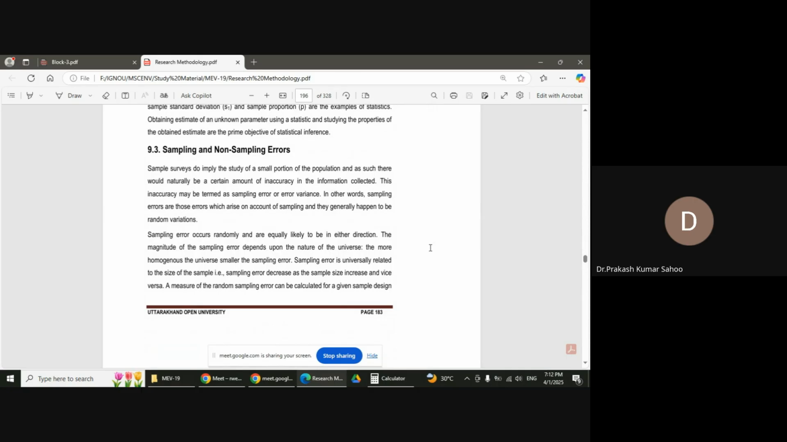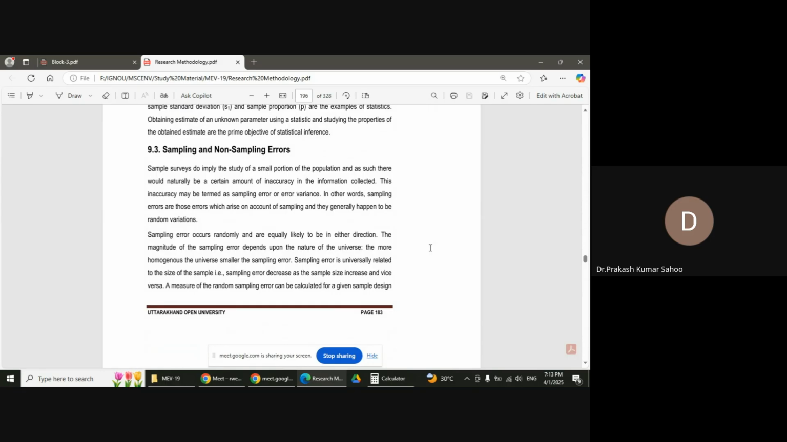Then sampling and non-sampling errors. Sampling surveys do imply the study of a small portion of the population, and as such, there would naturally be a certain amount of inaccuracy in the information collected. This inaccuracy may be termed as sampling error or error variance. In other words, sampling errors are those errors which arise on account of sampling, and they generally happen to be random variations.